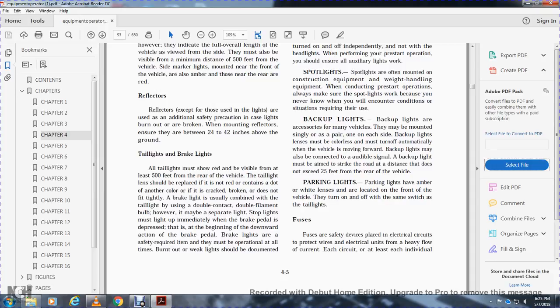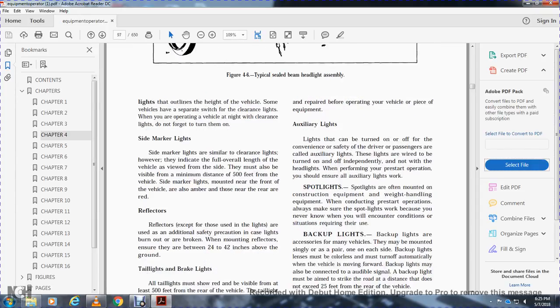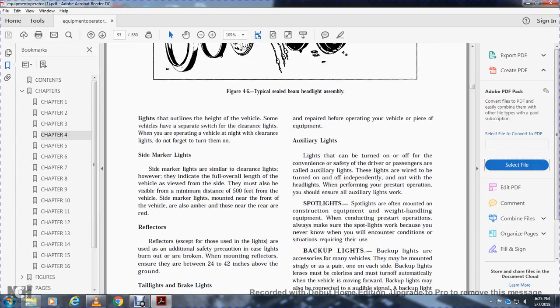A brake light is usually combined with the tail light using a double contact, double filament bulb. However, they may be separate. With the stop lights, they must light up immediately when the brake pedal is depressed. The brake lights are a safety requirement and must be operational at all times. Burned out or weak lights must be documented and repaired before operating the vehicle or piece of equipment.